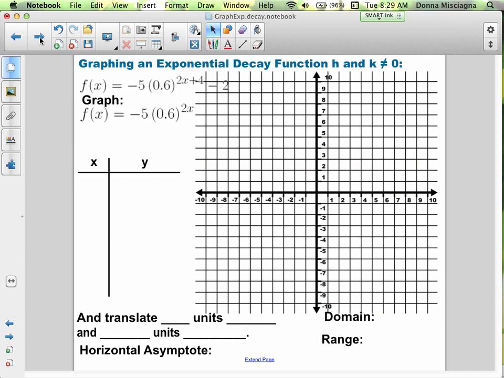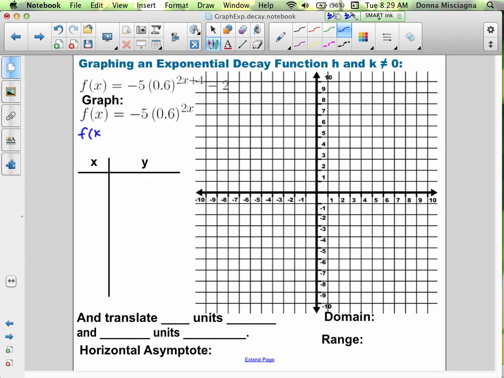All right, so here's the next one. Our function that we're graphing is f of x equals -5 times 0.6 to the 2x plus 4 power, minus 2. The base graph is f of x equals -5 times 0.6 to the 2x power. What would 0.6 be as a fraction? Not 2/3, that's 0.67. 3/5.